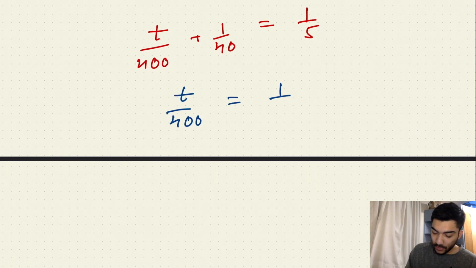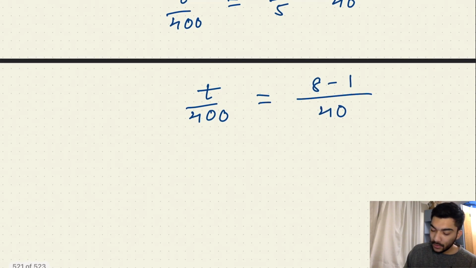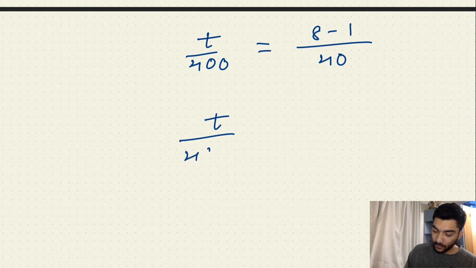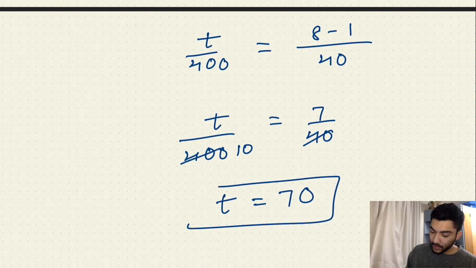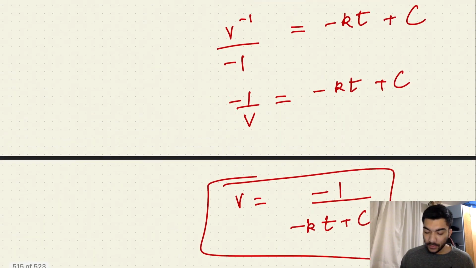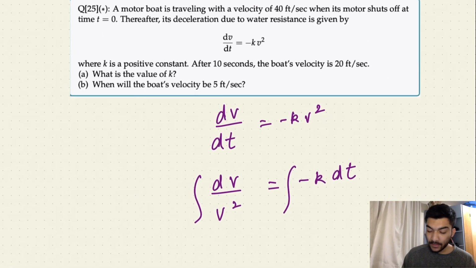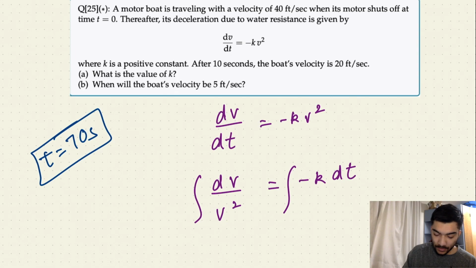So t by 400 will be equal to 1 by 5 minus 1 by 40. T by 400 again equals 8 minus 1 upon 40. T upon 400 equals 7 by 40. This is 10. So t would be equal to 70 in this case. And since the units for time are in seconds, your final answer would be 70 seconds in this case.